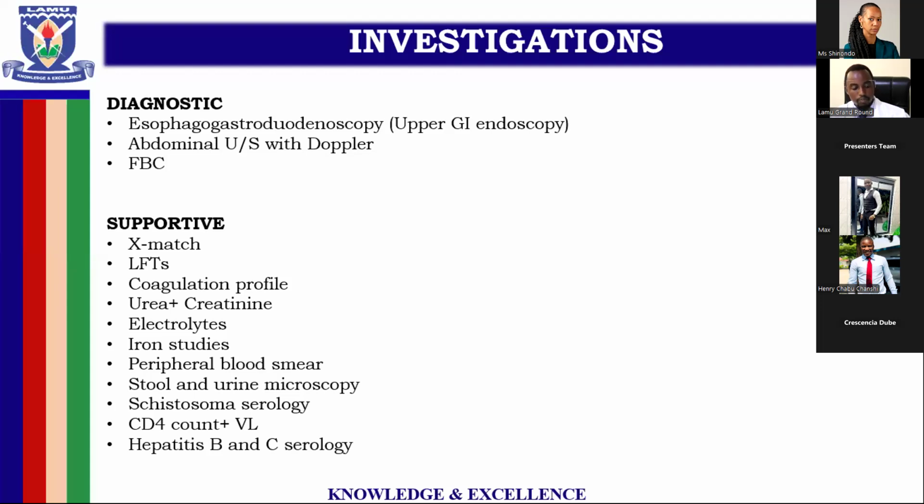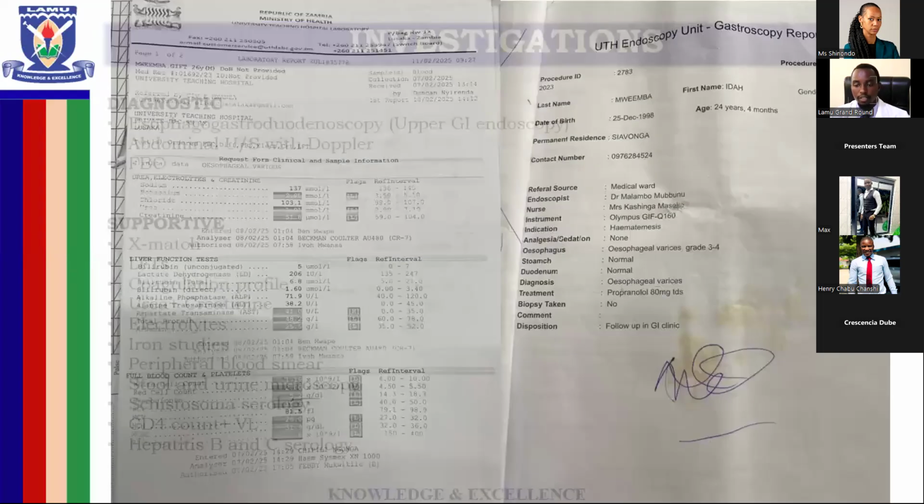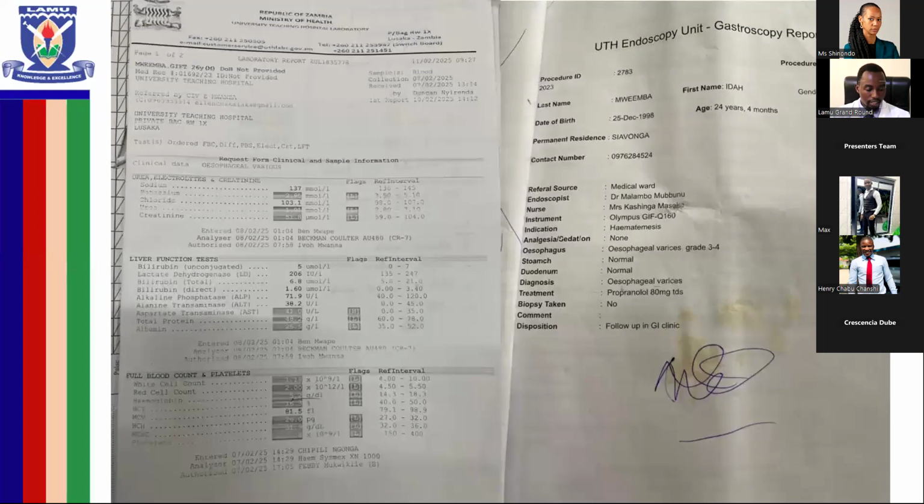This one is going to help us confirm the presence of the varices and also rule out ulcers, both gastric and duodenal ulcers. The patient did not cooperate for the recent upper GI endoscopy. However, we have the results that were done 2 years ago that confirmed the presence of varices. You can see on the right paper, those are the results for the endoscopy.